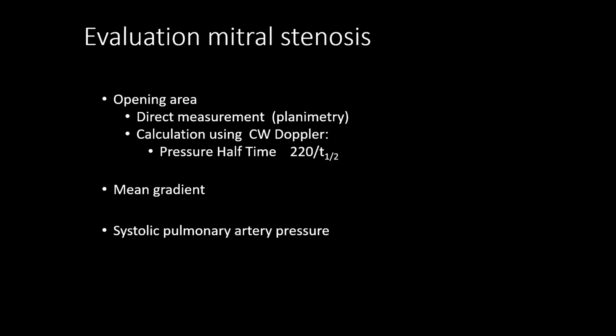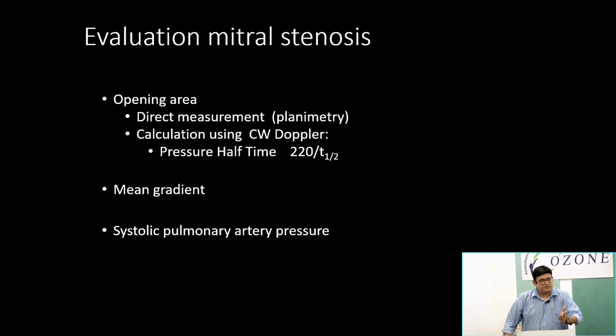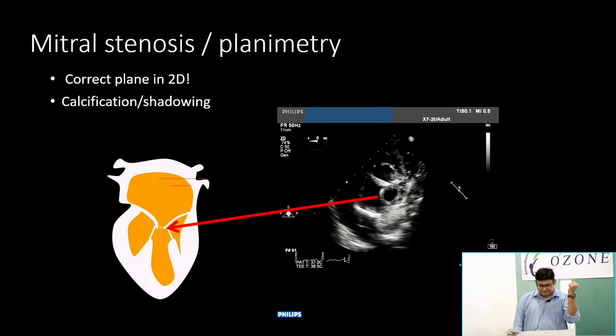Coming to the evaluation, you measure the opening area of the mitral valve by direct measurement or planimetry, or by calculation from continuous wave Doppler using pressure half time. You measure the mean gradient and you measure the systolic pulmonary artery pressure.